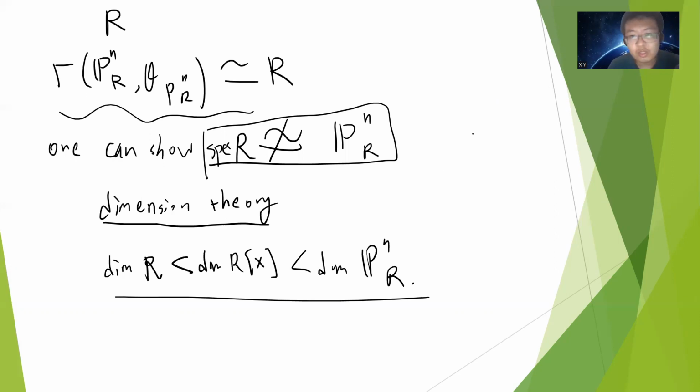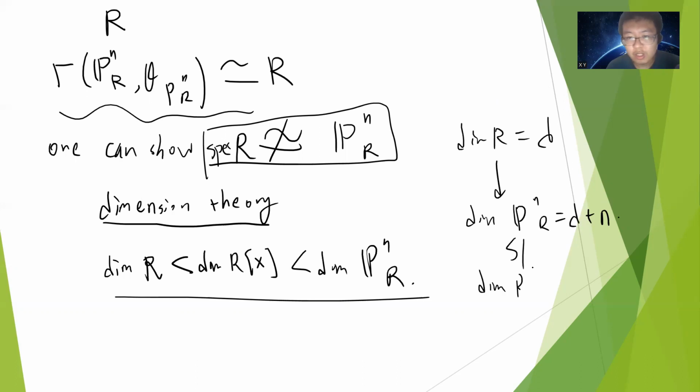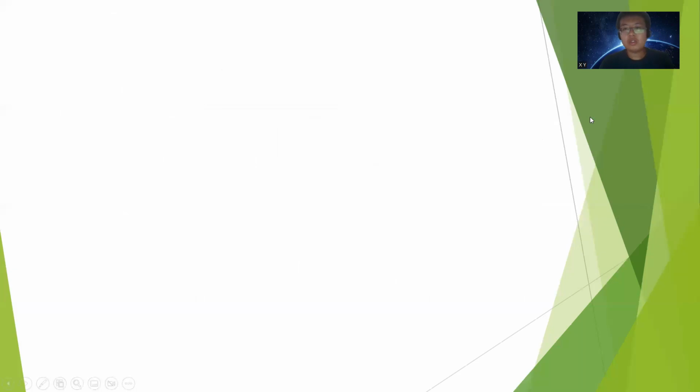Simply speaking, if the dimension of R is d, then the dimension of P^n_R will be d plus n. This is the same as the dimension of R[x1, ..., xn], which is just the transcendence degree of this ring, right? So you basically get d plus n. Then these two will not be the same unless n equals 0. Okay, so this is the general strategy.